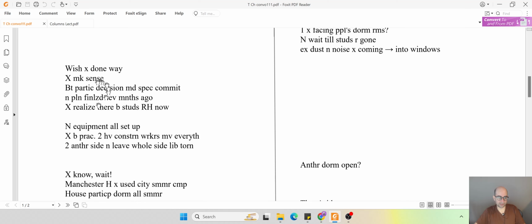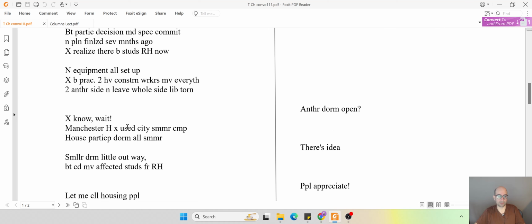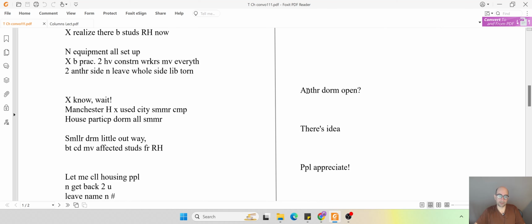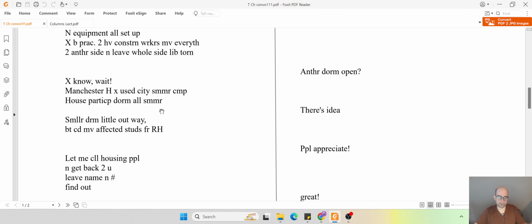So I read these sections of my notes. They don't talk or discuss anything about moving. So here, the student says, is there another dorm that's open basically for us to move into? And she's like, I don't know, wait. Manchester Hall isn't being used this summer. They house, they have people move there, like participants in the dorm all summer. Okay, but read further because this is not enough information.